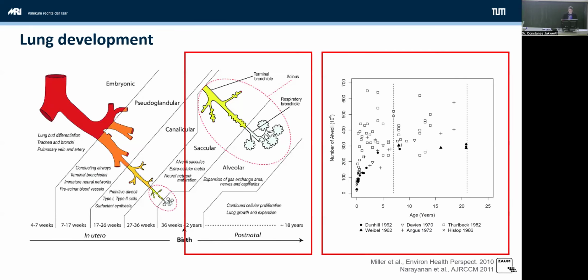But on top of that, today I would rather like to focus a little bit on the postnatal part of the lung development. You can see here that even if children are born at week 40, there's still an increase of alveoli over age. So the lung development, in particular the continued cellular proliferation and lung growth, still continues after birth.